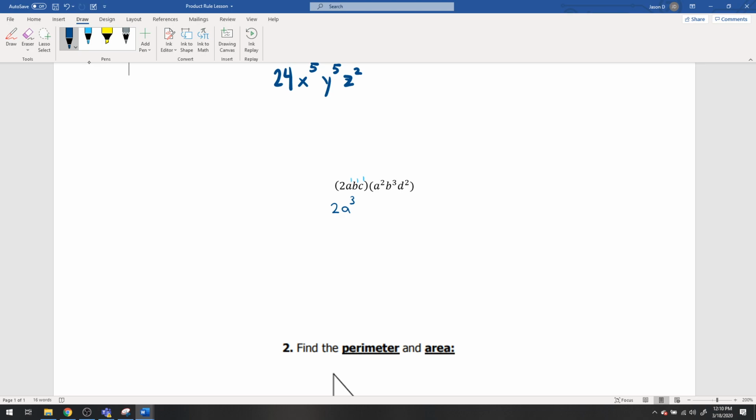And likewise, the b's will multiply together. It'll give you b to the 4th power. 1 plus 3 is the new exponent, 4. However, c to the 1st power has nothing to combine with. When we're writing the answer, we're not going to put that 1 power. It's not really proper to do that. It's important to understand it, but not to write it. And d squared, again, had nothing to multiply with. So your answer is 2a cubed b to the 4th c d squared.